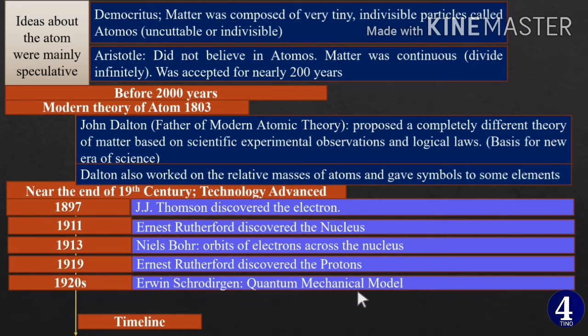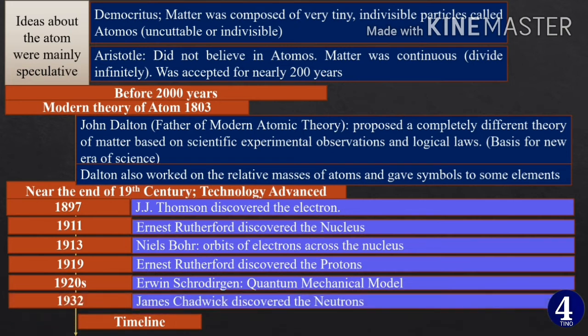Then finally, in 1932, James Chadwick discovered the neutrons which kept the protons together. Neutrons are also inside the nucleus with a similar mass to protons, but with no charge. They are neutral. We have electrons, negative charge.